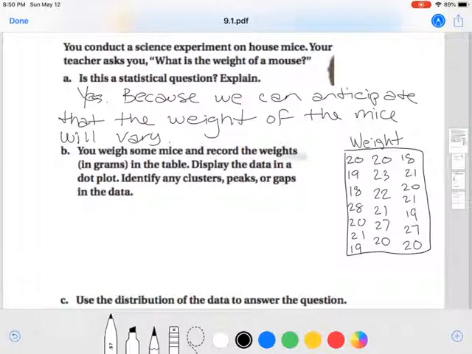Now, the reason we can anticipate this is because not every single mouse that we weigh is going to be exactly the same. We could have one mouse weigh 20 pounds and we could have another that would weigh 17. So those weights are going to vary. They're not always going to be exactly the same. So that is why it is a statistical question. Because if you went around and asked every single student in the class, well, what does your mouse weigh? We wouldn't be able to give a firm one answer to that question because the weights will be different, even if they're different by just a little bit.